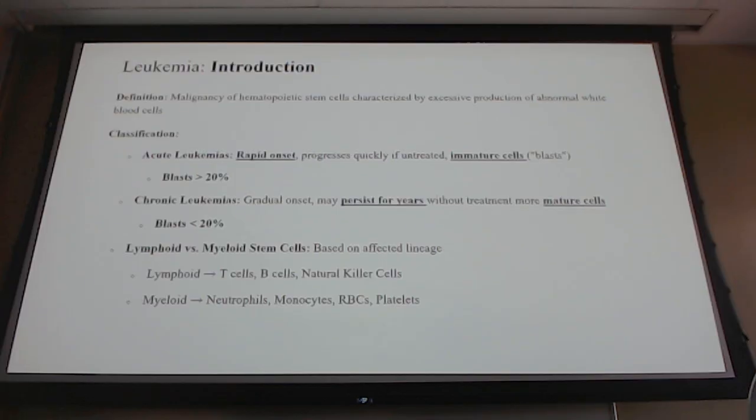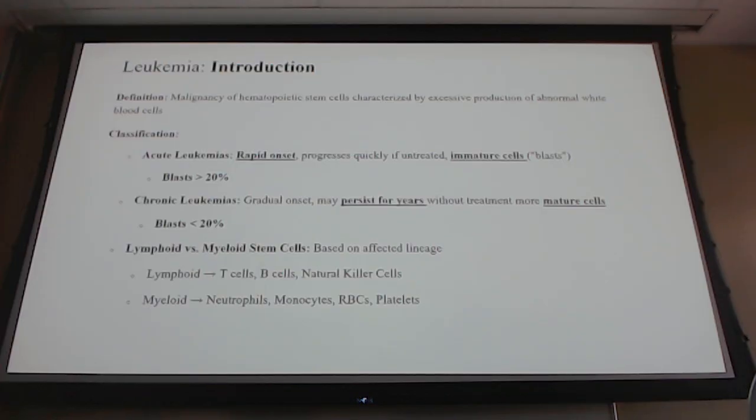All right, so I like this slide because it breaks it down pretty easily, right? There are some general rules about leukemia that, if you understand them, help. Leukemia is excess production of abnormal white blood cells, all right, we all understand that. Now we look at acute versus chronic. Acute, rapid onset; chronic, gradual onset, right? Acute progresses quickly if untreated, so these patients present with rapid onset of symptoms. This is going to be immature cells, those blasts, so greater than 20% blasts for an acute process.